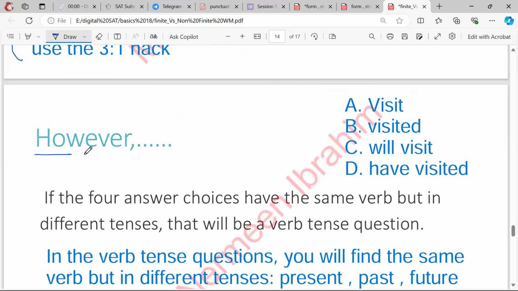However. When you see however, there is something wrong. However, like, uh-oh, what's wrong? If the four answer choices have the same verb but in different tenses, that will be a verb tense question. It's not going to be a finite and non-finite question, okay? Like when I tell you visit, visited, will visit, have visited. All of these choices, each one of them gives you a tense.